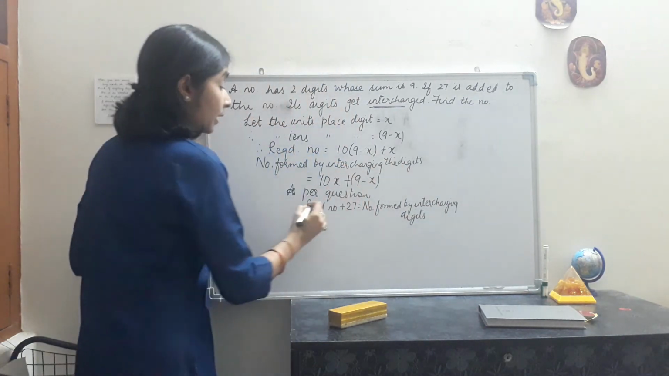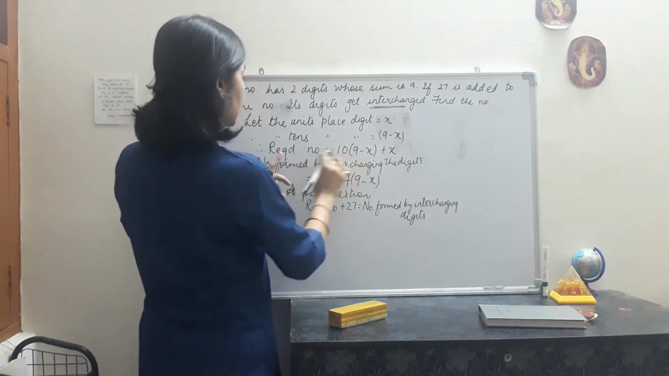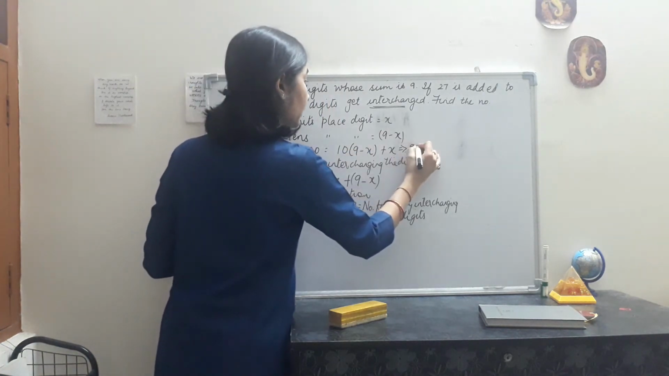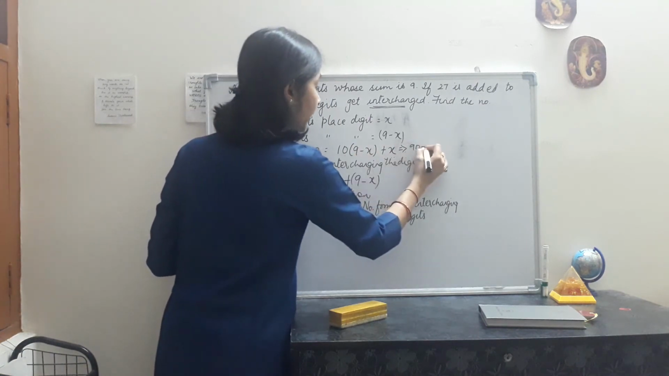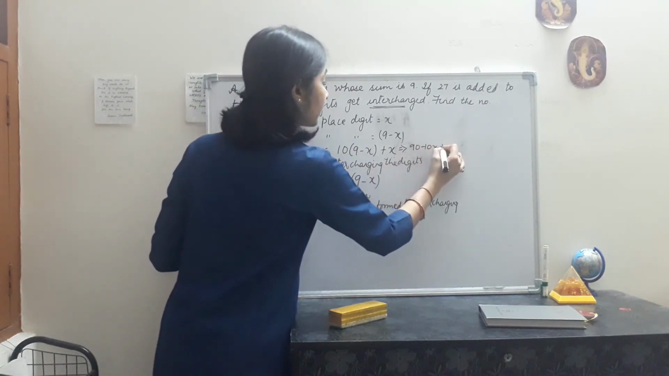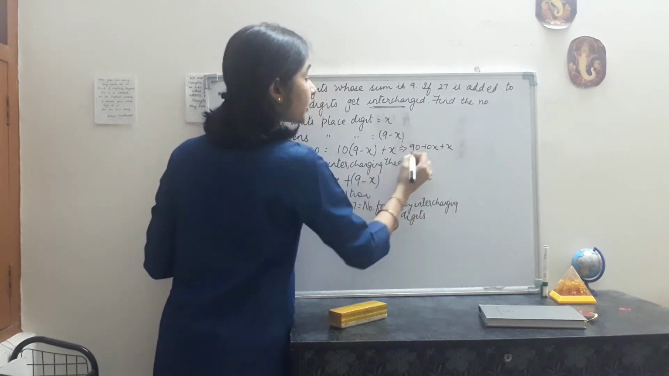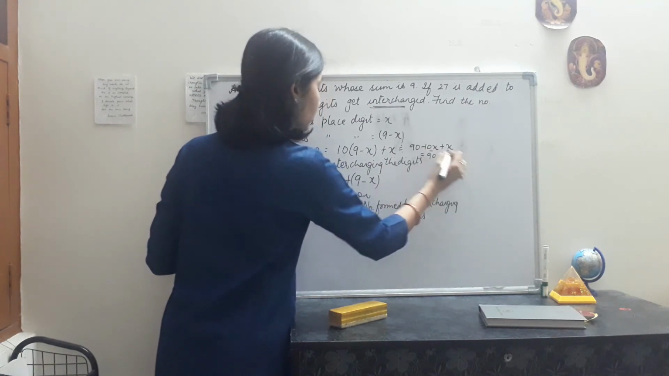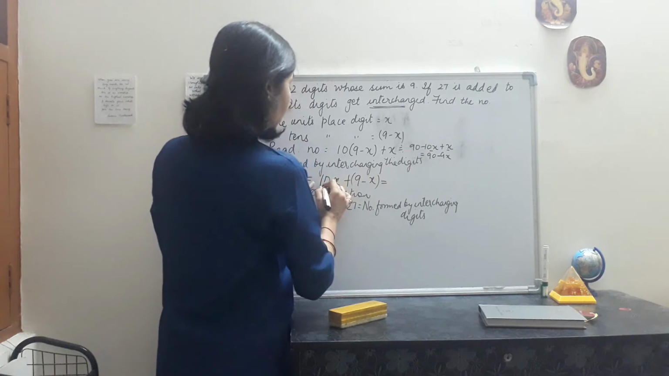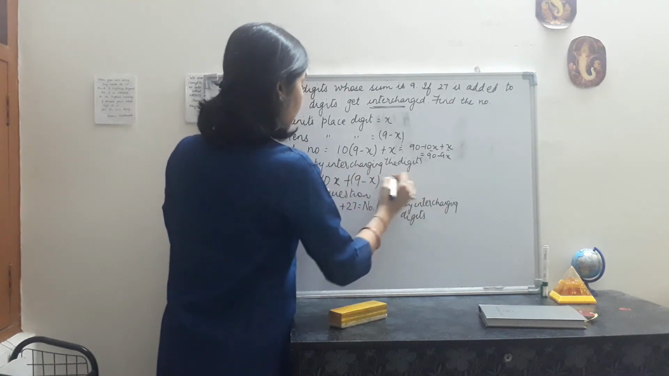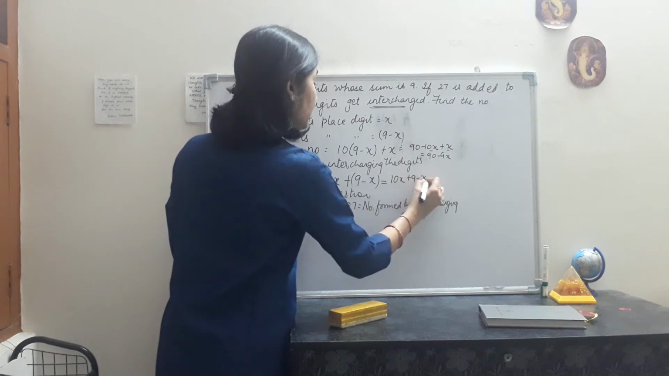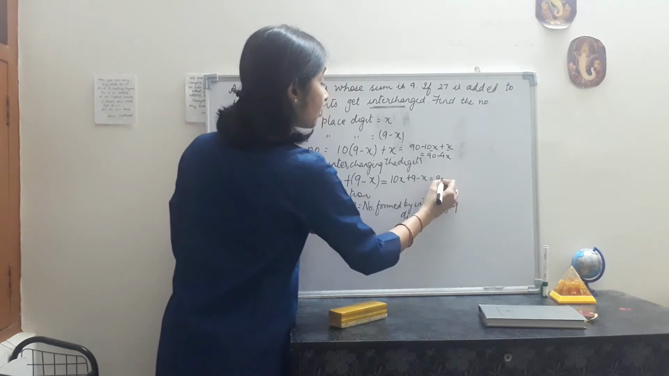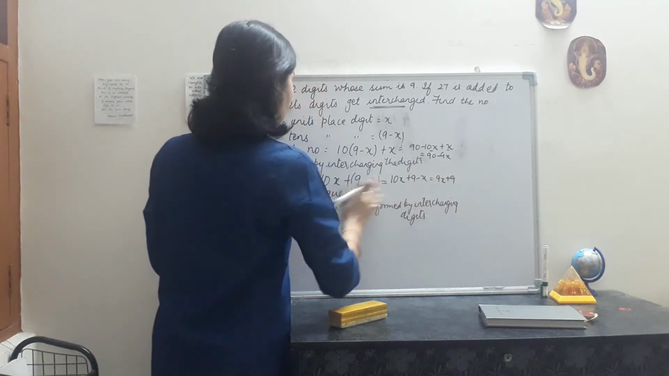Now we can simplify these numbers further. 10 into 9 gives us 90, and 10 into x gives us minus 10x, plus x. So what will be the required number here? These two are like terms, so it is 90 minus 9x. The other we can also simplify. 10x plus 9 minus x. So 10x minus x gives us 9x, so that is equal to 9x plus 9. These are the two numbers.